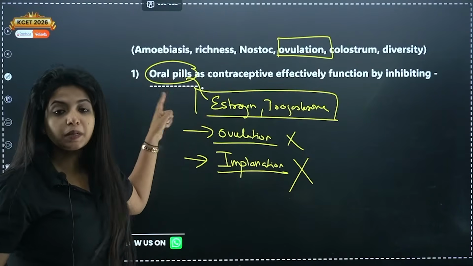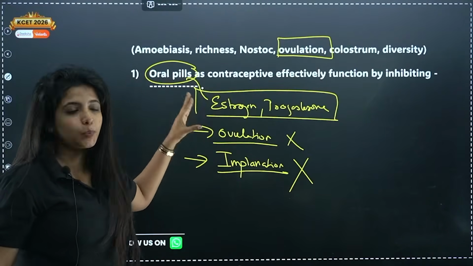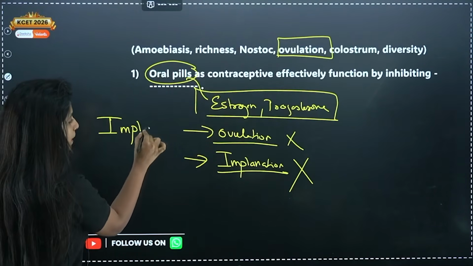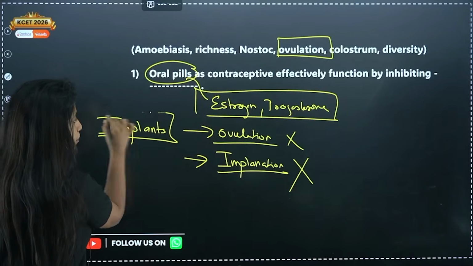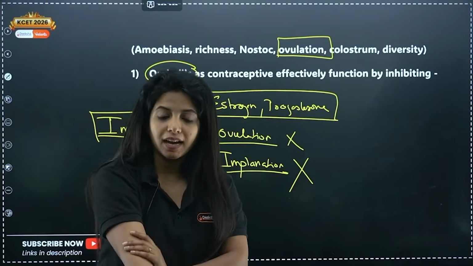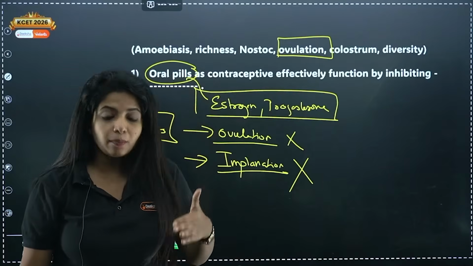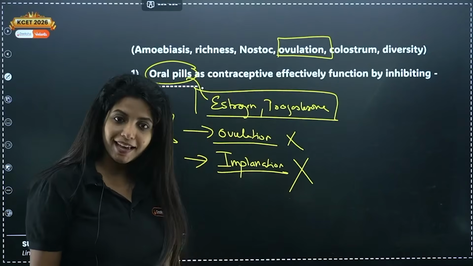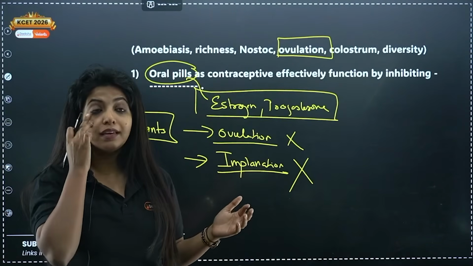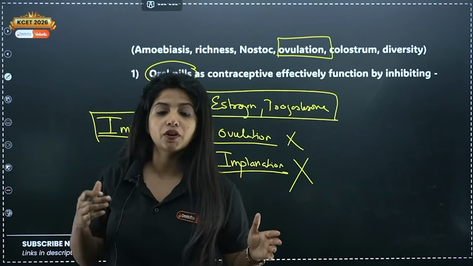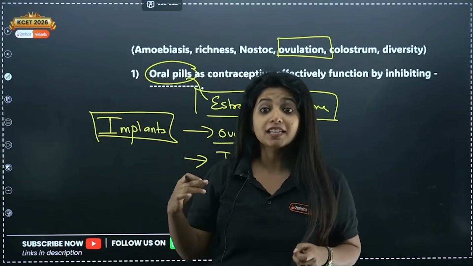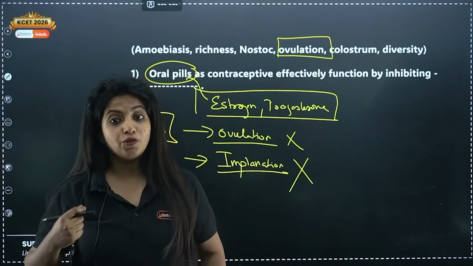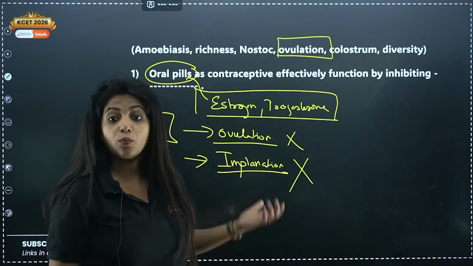Okay, the same principle of releasing hormones is being used by something that you call implants. Implants are basically put inside our body, underneath our skin, and at some levels they will be releasing either estrogen, progesterone or both of them together. The same principle is being used in intrauterine devices. You might have seen multiple intrauterine devices which you put inside the uterus. There is a type of intrauterine device you call a hormone-releasing intrauterine device. There also the same principle is there. What hormone is being released?